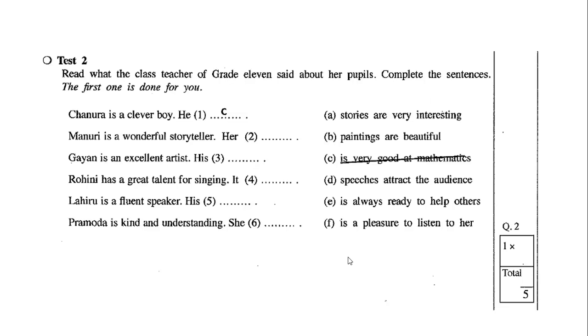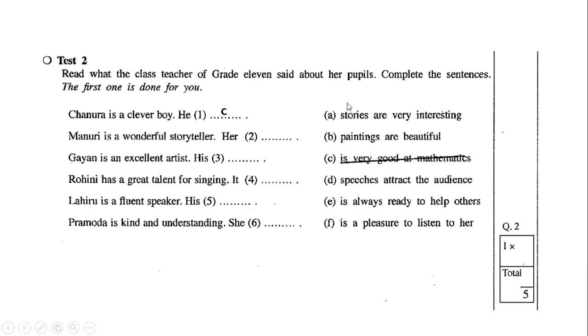Read what the class teacher of grade 11 said about her pupils. Complete the sentences. The first one is done for you. Here you have to put the letter of the answer. Chandra is a clever boy. He is very good at mathematics. That is the example. Next one. Manuri is a wonderful storyteller.